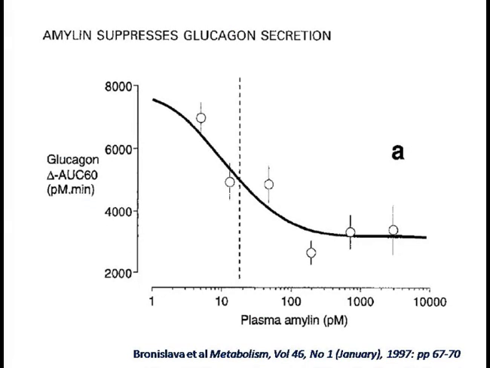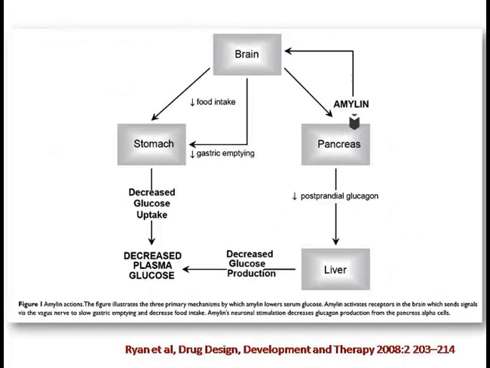Not only that, as I had earlier alluded to, amylin, pramlintide, as you can see, higher levels of pramlintide lead to lesser levels of glucagon, and as we know, amylin is a drug that is used to treat diabetes. And how does it do it? By suppressing postprandial glucagon, leading to less hepatic glucose output and decreased plasma glucose.